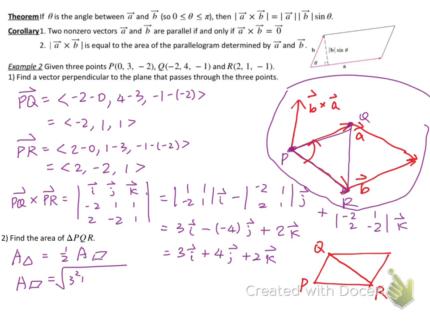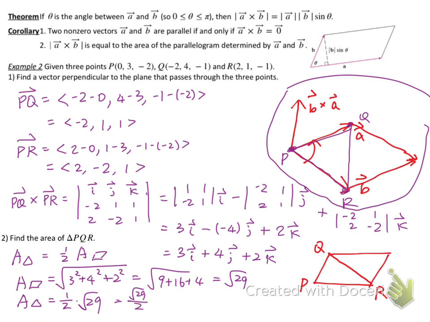So it's the square root of 3 squared plus 4 squared plus 2 squared, which is the square root of 9 plus 16 plus 4, that's the square root of 29. Then the area of the triangle will be one half times the square root of 29, or square root of 29 over 2. That is the area of the triangle.